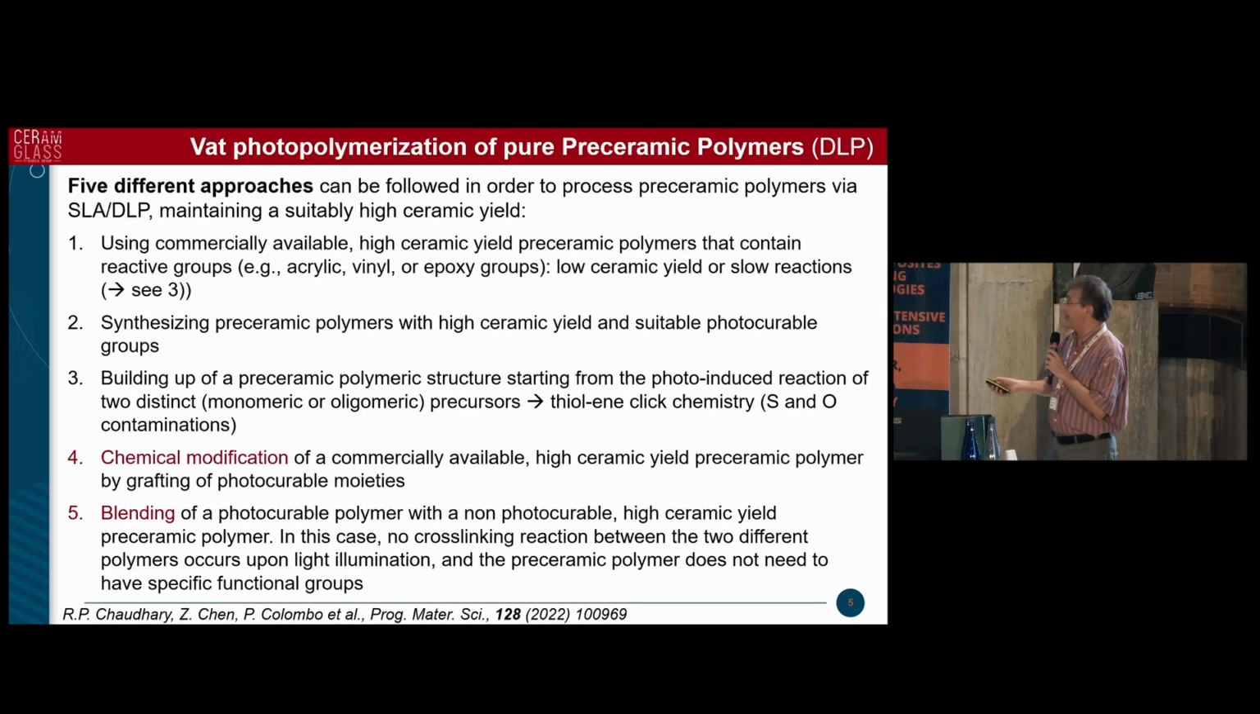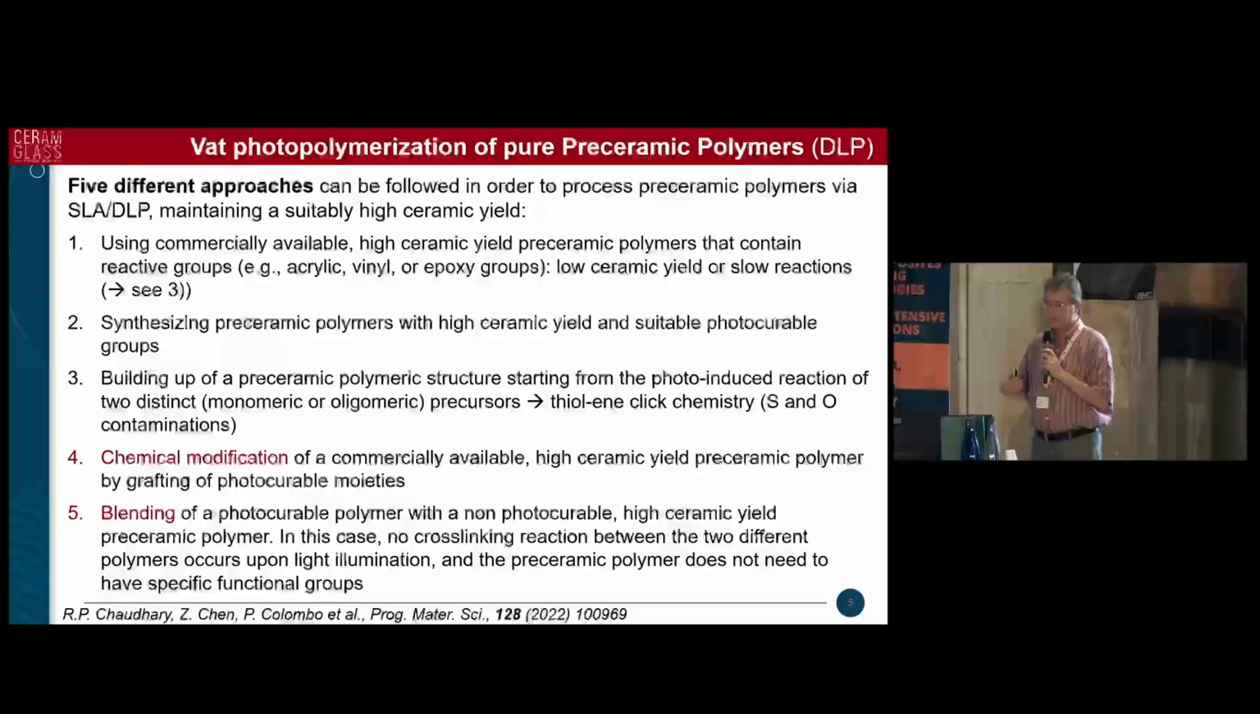If you're a chemist, which I'm not, you can synthesize your own polymer, but we were actually the first ones to come up with the approach of generating components from preceramic polymers using additive manufacturing. And we follow 2 different approaches. One is the chemical modification of a commercially available high ceramic yield preceramic polymer by grafting onto it photocurable moieties.